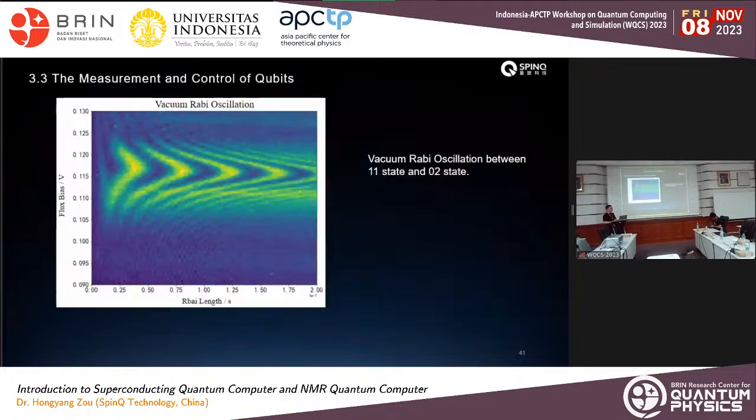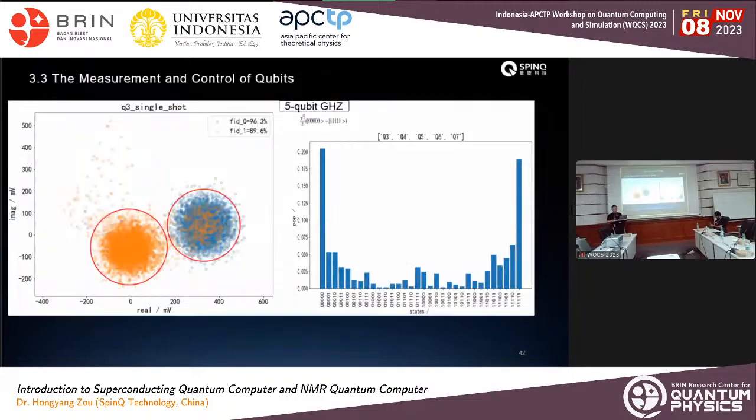Okay, after this kind of single qubit gate, we will do something like vacuum Rabi oscillation between the 1-1 state of these 2 qubits and the 0-2 state. From this, we can know the coupling strength between the 2 qubits. Then it will help us to make our 2 qubit gates.